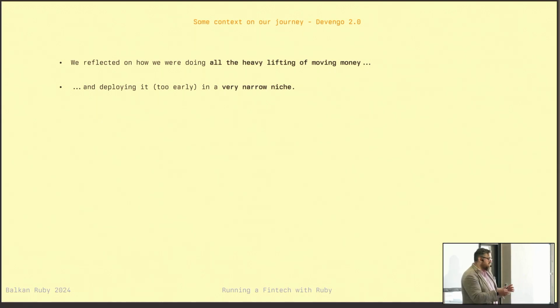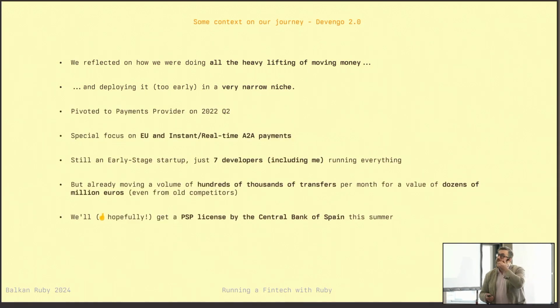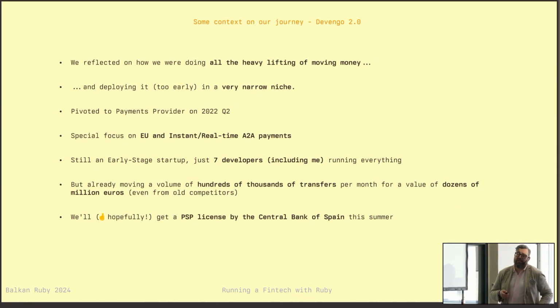We're just solving this thing of salary advances, trying to provide liquidity to workers, and that is only one small application of what we can do with this technology. So we moved to becoming a payment provider in the second quarter of 2022, with a focus on the European Union and what is called account-to-account payments, especially instant and real-time. We are still today a small company.